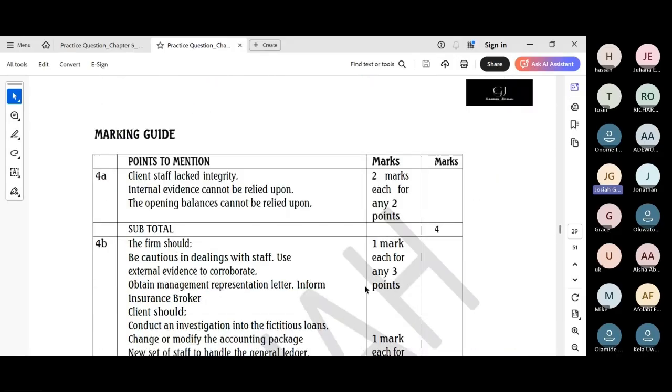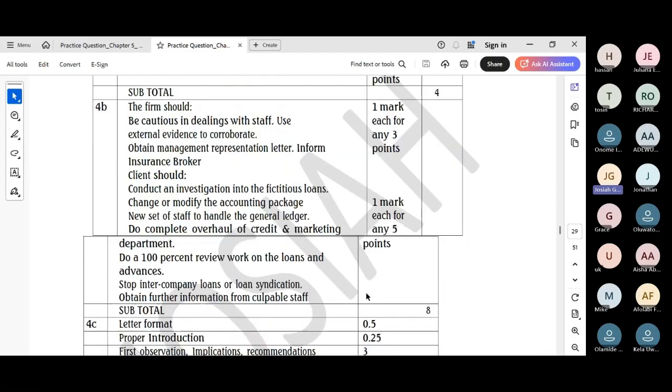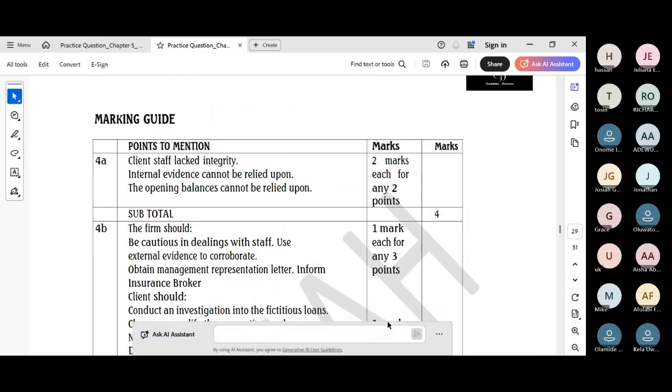Okay, so let's look at the marking key. I hope there's a marking key. Yes, let's look at the marking key now. So for part A, 4 marks, the marking guide awards points for identifying the key risks. So the solution correctly, you see, identifies the non-reliance on internal evidence and prior year balances as a direct consequence of the fraud and the lack of integrity. You do this, you're showing deeper understanding than just a simple statement on high risk.